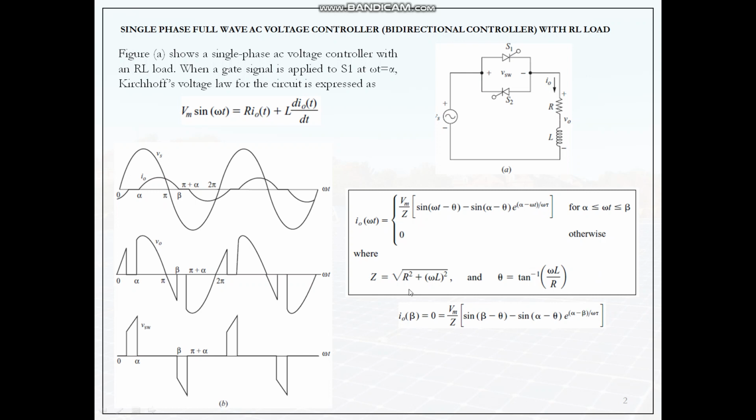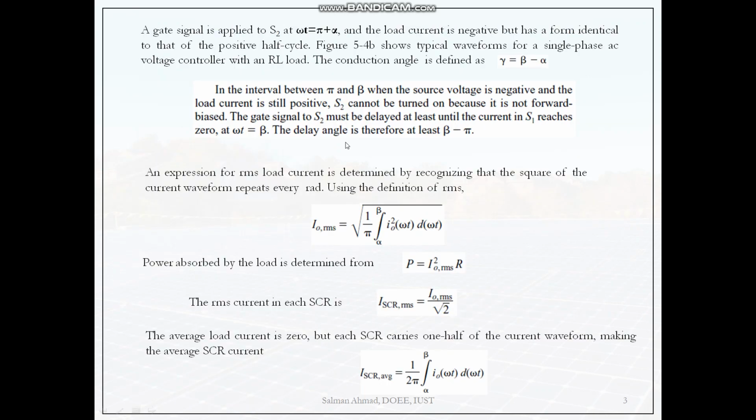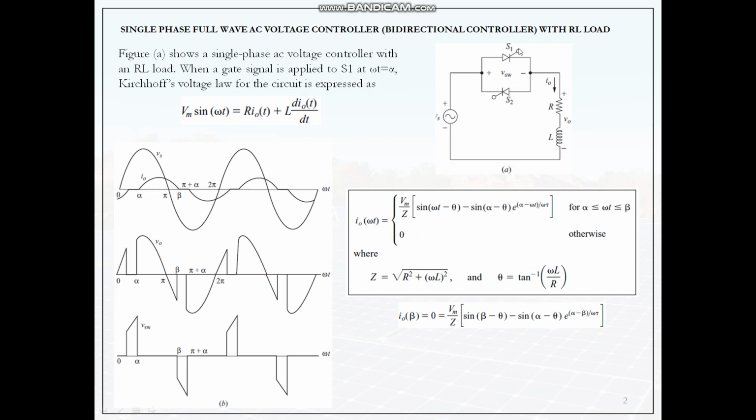If you solve this equation, this is a nonlinear equation, so you can solve it by any iterative method to calculate the value of beta. Okay, so this beta value actually is dependent upon the value of this inductor. Okay, so the more the inductance value you select, the more will be the beta value. So we are applying the gate pulse for this thyristor at alpha and for this thyristor at pi plus alpha.